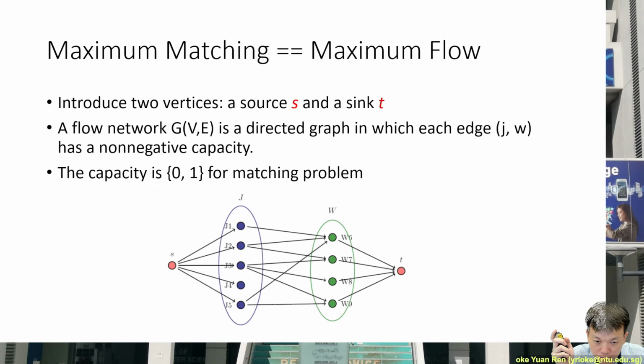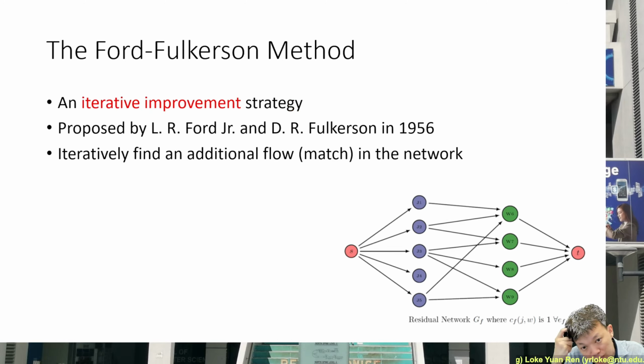J3 is to W7, 8, and 9. Then J5 is to W6 and W9. This is the given. The question is, I want to find the maximum matching. I just need to find the maximum flow from S to T. How to do that? This is the solution.